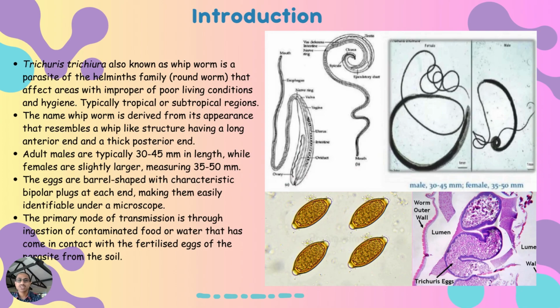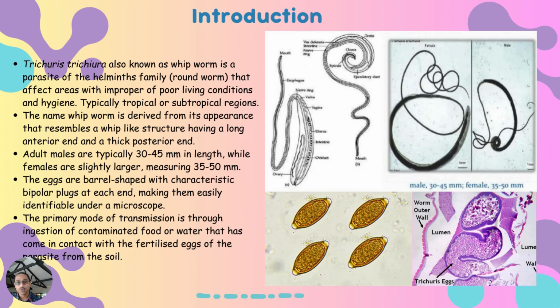So Trichuris is also known as the whipworm, which is a parasite of the helminth family, which is the roundworm family. They usually affect areas with improper sanitation conditions and hygiene. These are typically the tropical or subtropical regions.